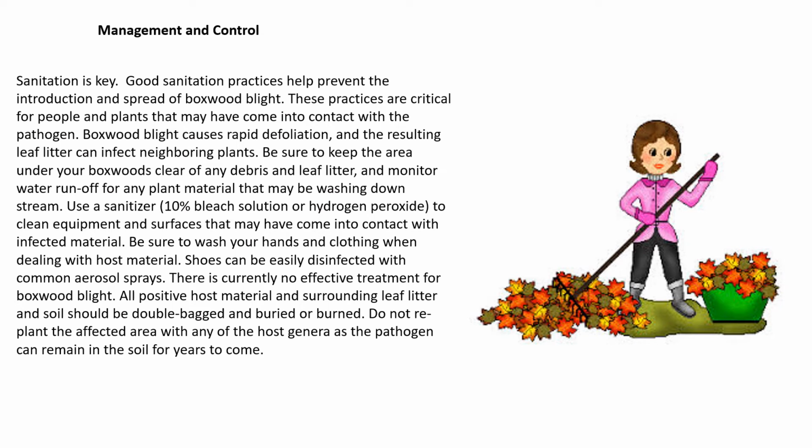The best thing to help with management and control of this disease is sanitation. Good sanitation practices help prevent the introduction and spread of the boxwood blight. These practices are critical for people and plants that may have come in contact with the pathogen. Boxwood blight causes rapid defoliation, and the resulting leaf litter can infect neighboring plants. Be sure to keep the area under your boxwoods clear of any debris and leaf litter, and monitor water runoff for any plant material that may be washing downstream.